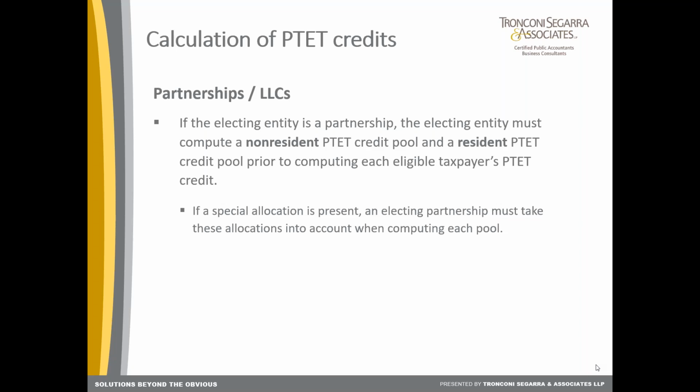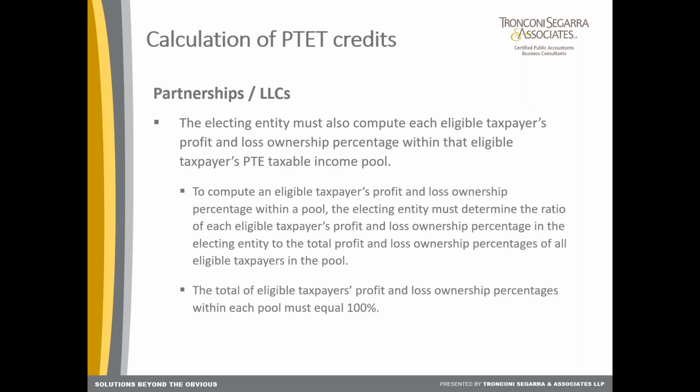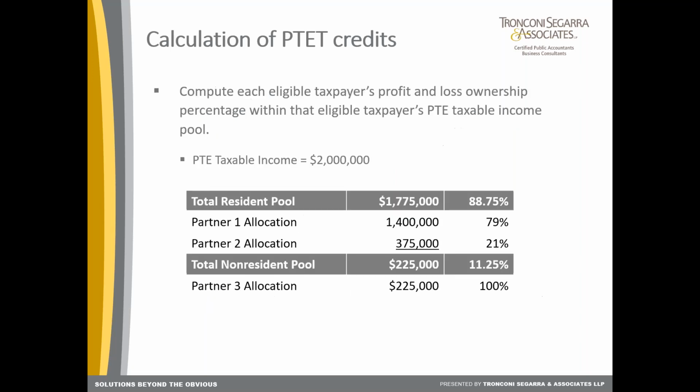So just real quick, you have the resident and non-resident pools. You have to allocate income between those two pools. Then you have to figure out a ratio of the income for each pool and then apply the credit to each pool based on the ratio of the ownership and the resident and non-resident income. I'm just going to breeze through a lot of that and go down to claiming the PTE tax credit.